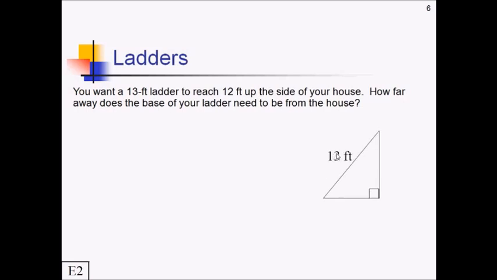So we can say 13 feet for the hypotenuse, because that's the length of the ladder. And this side here is going to be 12. That's how high up you want it to go. And we're looking for this base here. So Pythagorean theorem again.